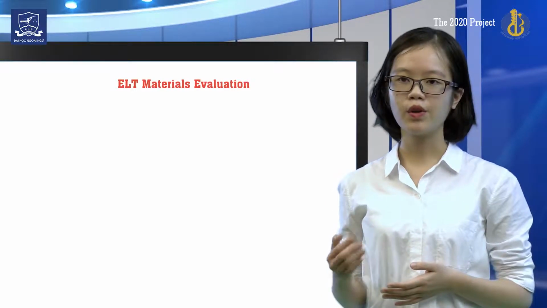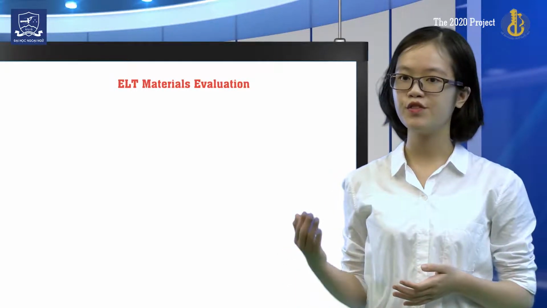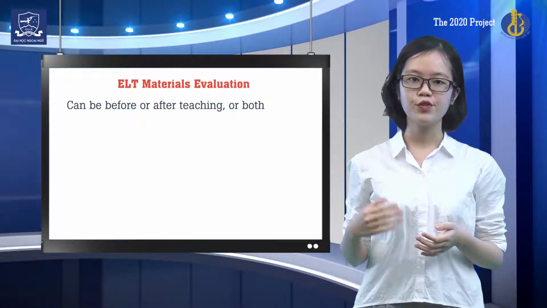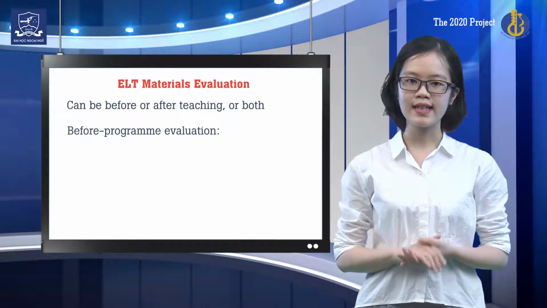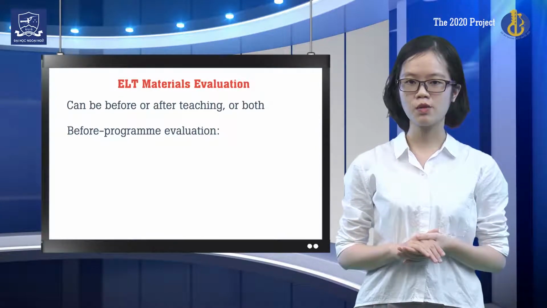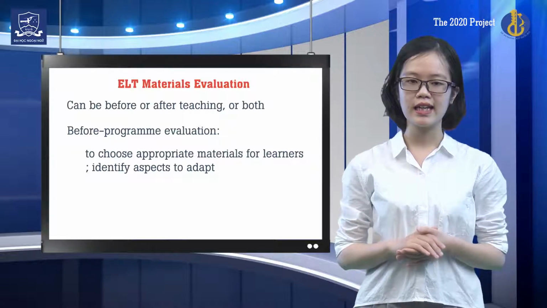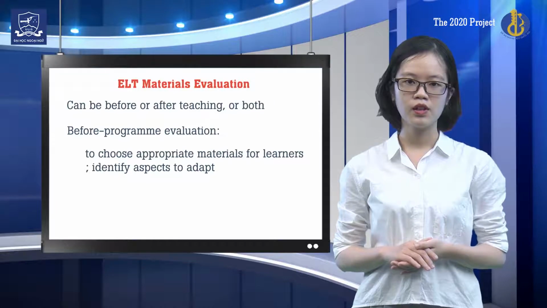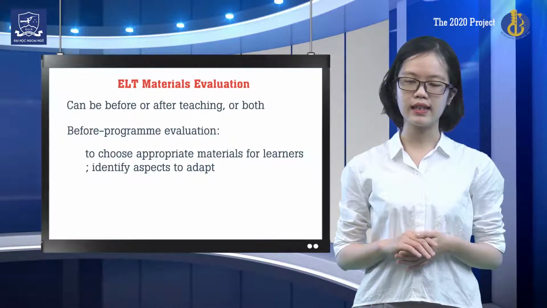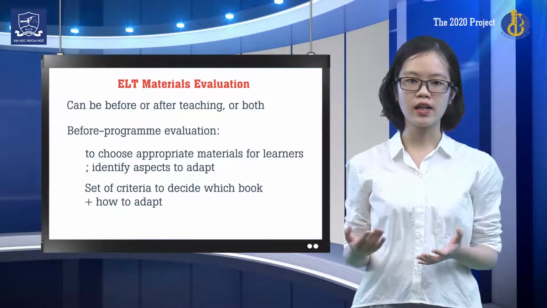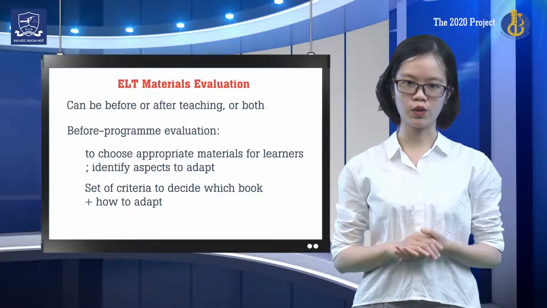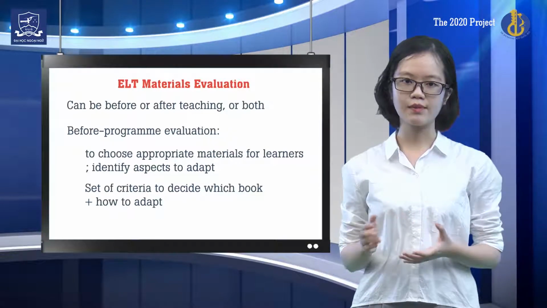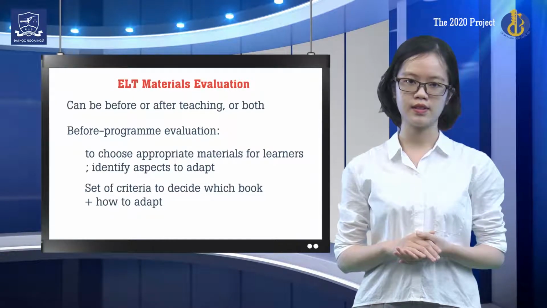The step of material evaluation can happen before or after the teaching, or both. The before program evaluation is necessary in order to choose appropriate materials for learners and identify aspects to adapt. To do so, course designers usually need a set of criteria to decide which book is appropriate for the course and therefore should be chosen, and how to adapt the book to make the best use of it.